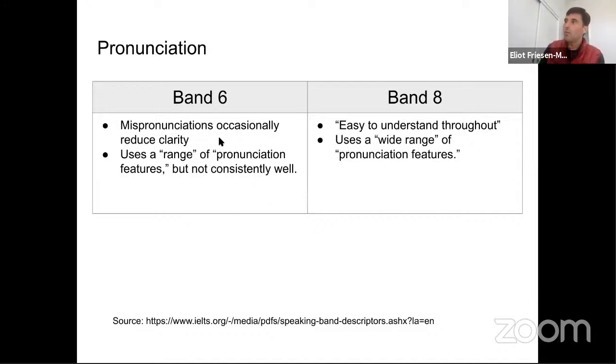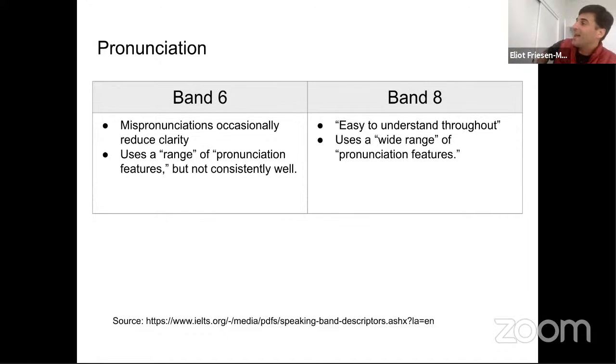What we're looking for though, very quickly, for Band 6, you're going to see some mispronunciations that impact clarity. And you're going to see the person using a range of pronunciation features, but not consistently well. Oh, Malika, thank you. You put the link in the chat there. I appreciate that. Thank you for the grammar book.